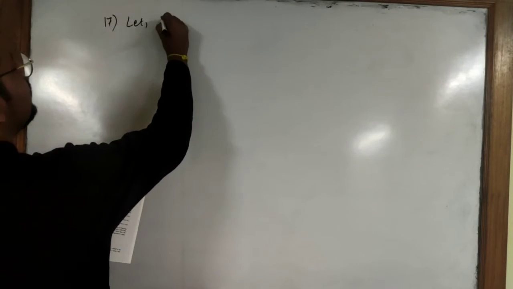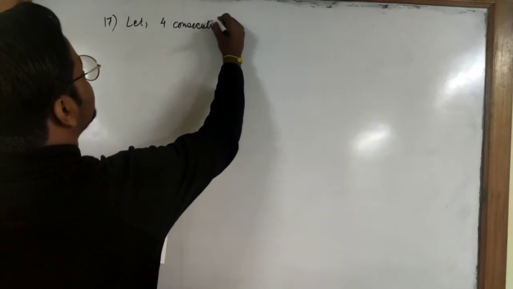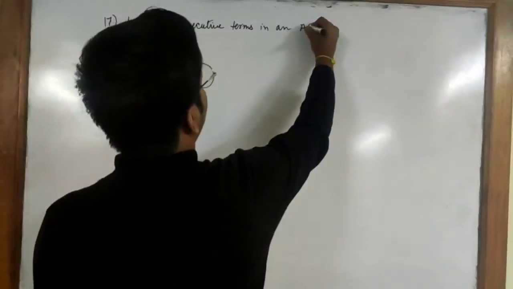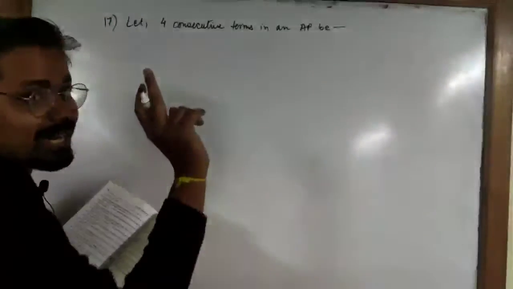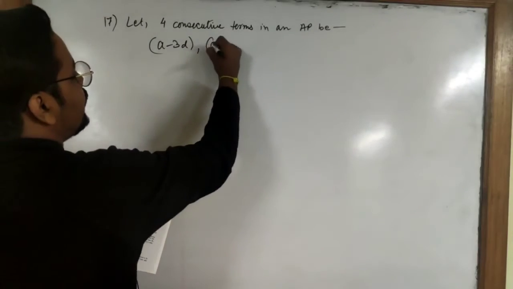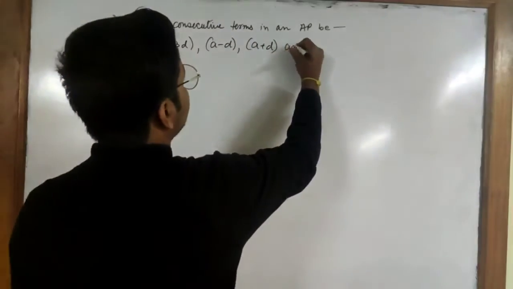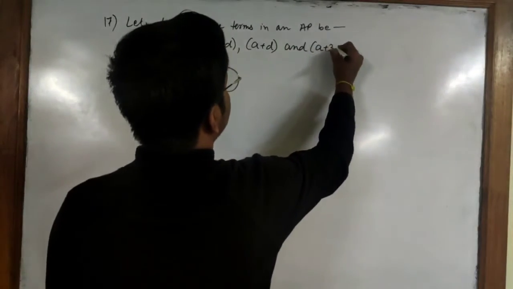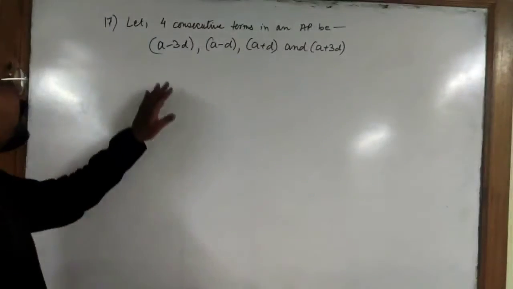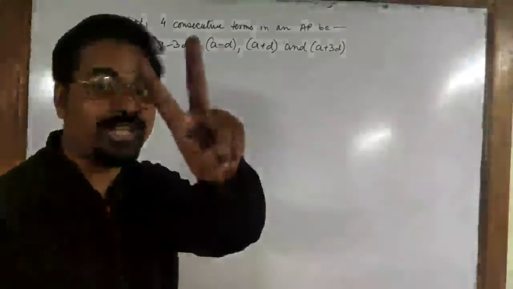So we will say, let 4 consecutive terms in an AP be, see what I write here: a minus 3d, a minus d, a plus d and a plus 3d. This can be done. That means what do I get here? The first term is this. What is the common difference? The common difference is 2d.